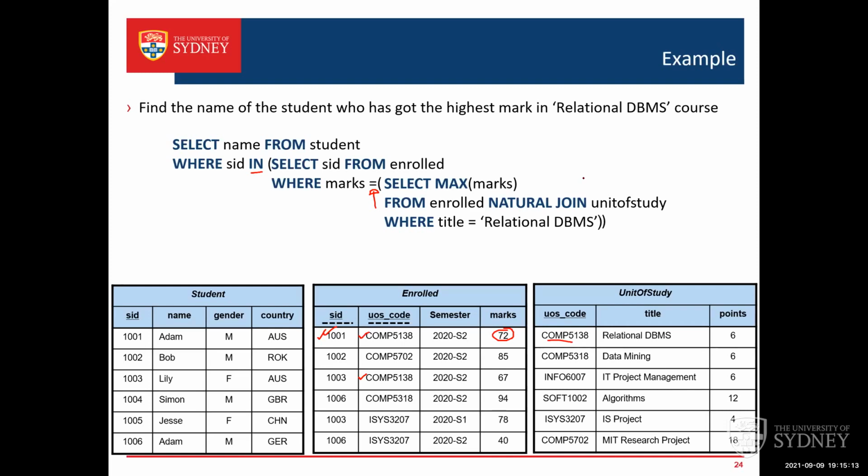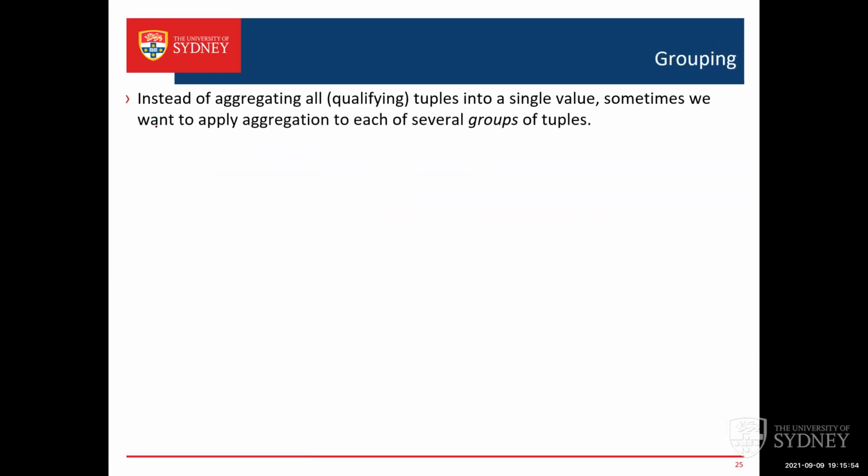When the subquery returns only one result, so max will always return only one mark, right? So highest mark would only be one. So in that case, we have to use equal, right? But in this case, how many students have got that mark? That could be multiple, right? So more than one student can get that same highest mark in any unit, right? So since this one will return multiple results, that's why we have to use in. We cannot use equal there. Okay, so let's move on.